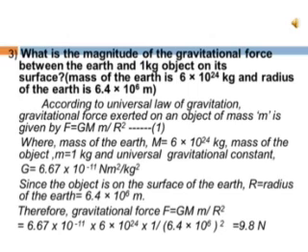Therefore, gravitational force F is equal to G capital letter M, small letter m divided by r square is equal to 6.67 into 10 the power of minus 11 into 6 into 10 the power of 24 into 1 divided by 6.4 into 10 the power of 6 whole square, which is equal to 9.8 Newton.